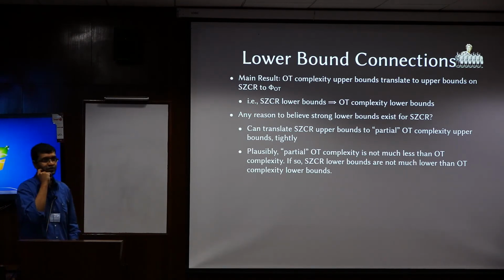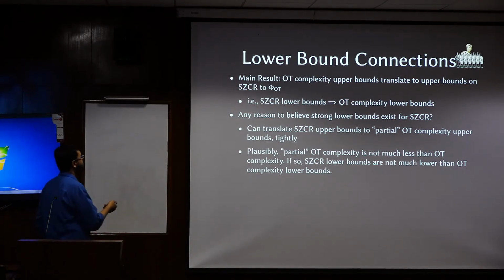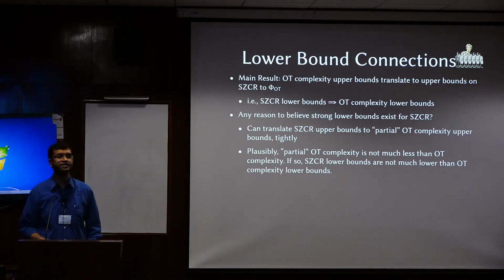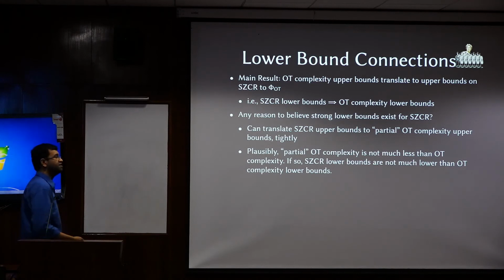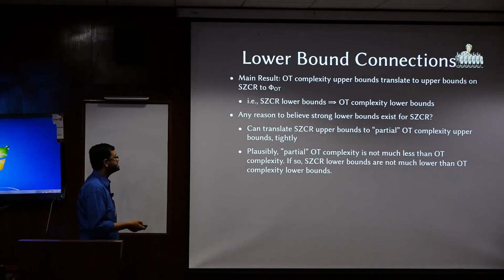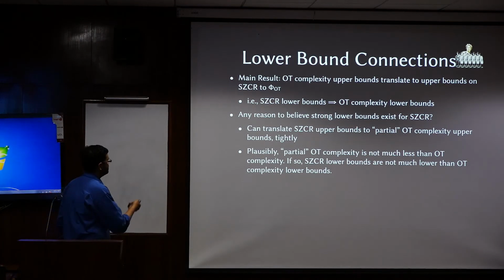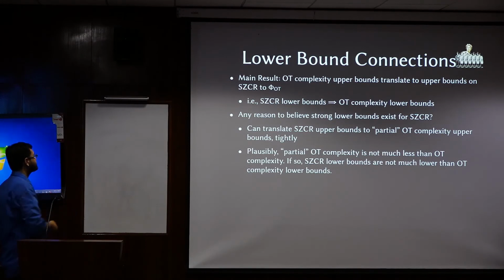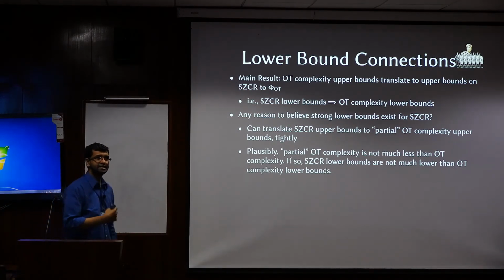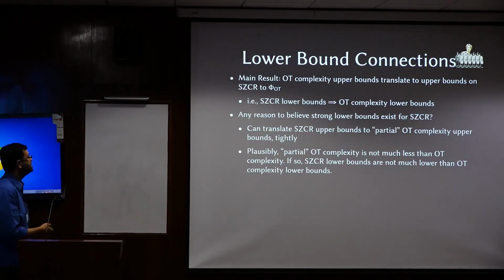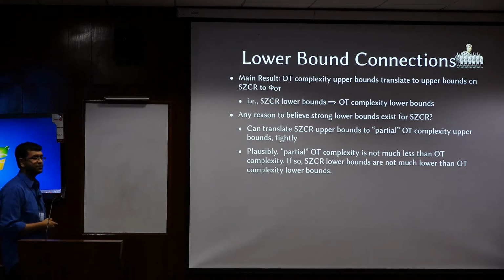Is it even reasonable to expect that you would have lower bounds? Maybe Caesar is such a simple object that they don't have high lower bounds, right? They're already easy. Well, we don't think so, for one reason here, which is that if you have a Caesar, we cannot translate Caesar upper bounds to OT complexity upper bounds directly, but we can do that for partial protocols.